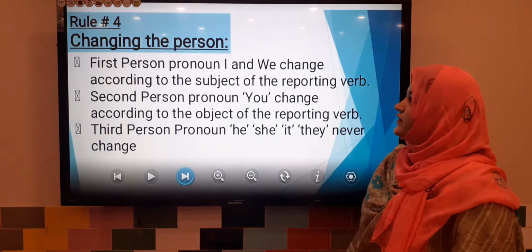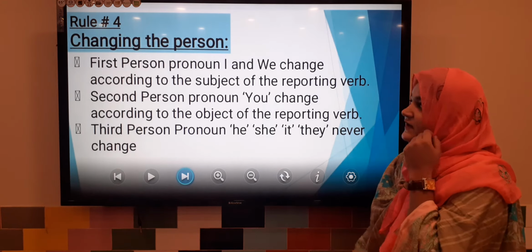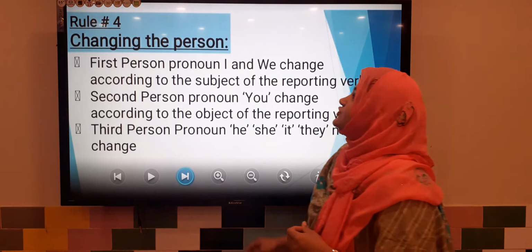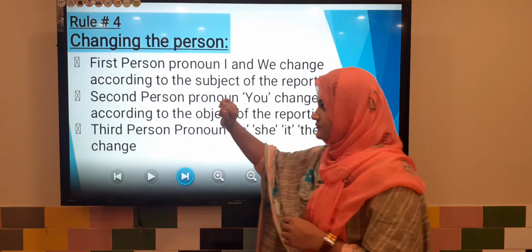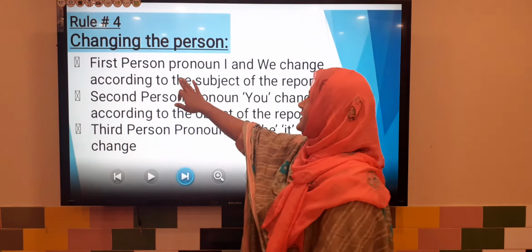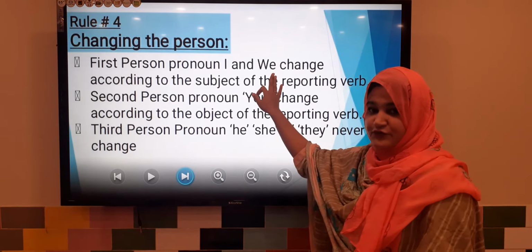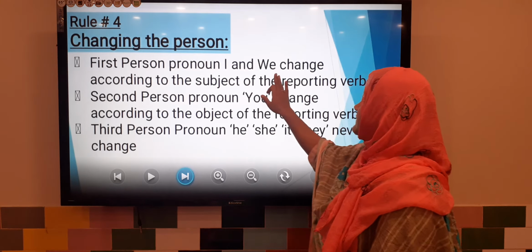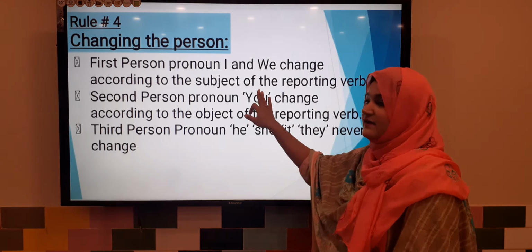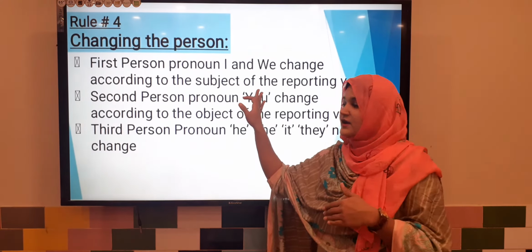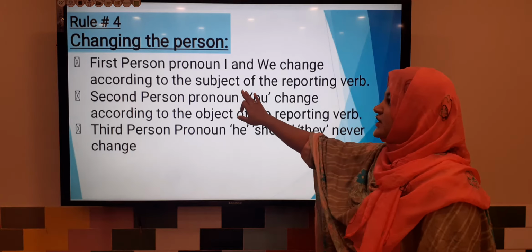Now come on the rule number 4. This one is also an important rule. Find the changing the person. For example, first person pronoun I and we. We have two first person, I and we. Change according to the subject. I will tell you with the examples in the next. But I and we will be changed according to the subject.